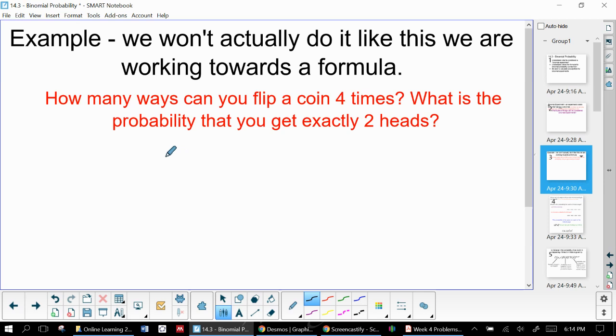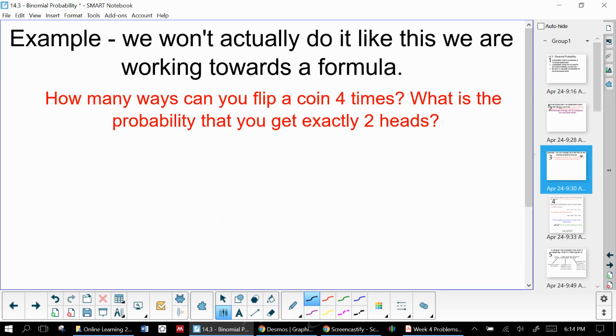So we're going to take a look at one example here, of what this looks like without the binomial experiment. This is the one I just talked about. We're not going to do it this way because this is obviously really annoying, takes forever, and isn't even possible on a lot of the ones we're going to talk about. But we're going to look at how many different ways you can flip a coin 4 times, and then what is the probability that you get exactly 2 heads? This was actually pretty similar to one you did in your homework.